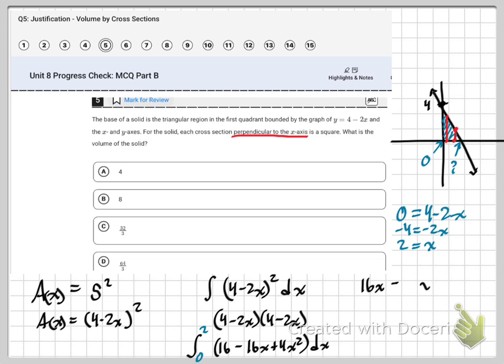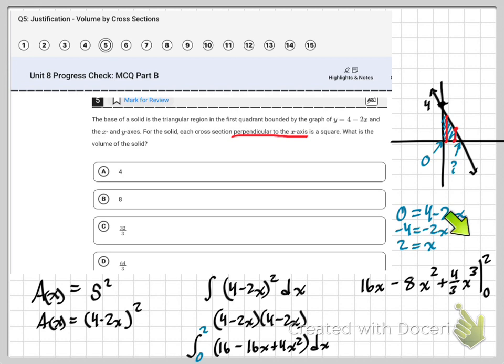Now I must do the antiderivative. When I do the antiderivative of 16, I just add the x. When I do the antiderivative of 16x, I add 1 to the exponent. So I get x to the second power. And then I divide by that 2. Divide 16 by that 2, which is why you see 8 right here. For this one right here, we add 1 to the 2, we get 3. Then you have to divide the 4x cubed by 3. And your antiderivative is finished.